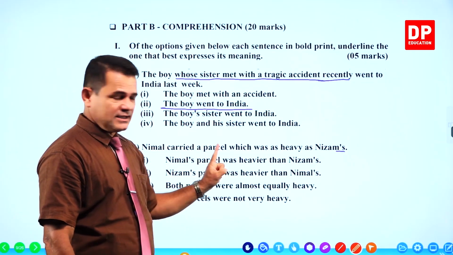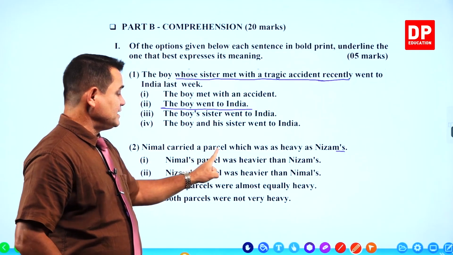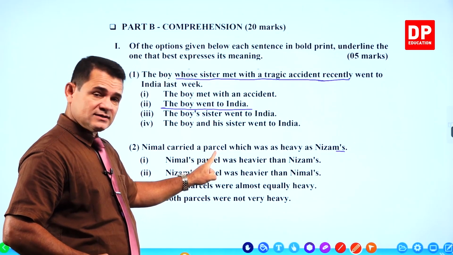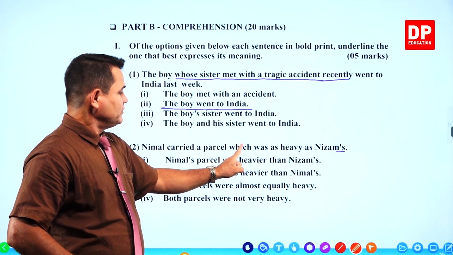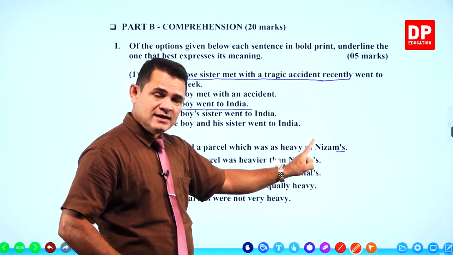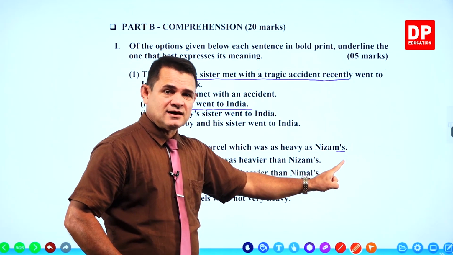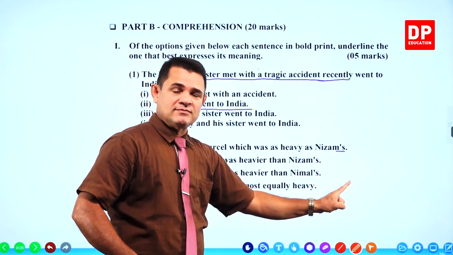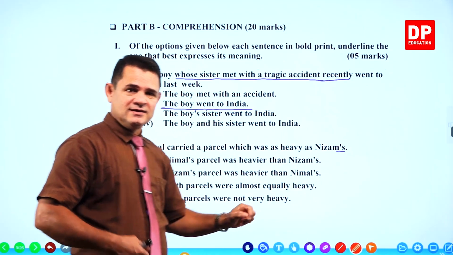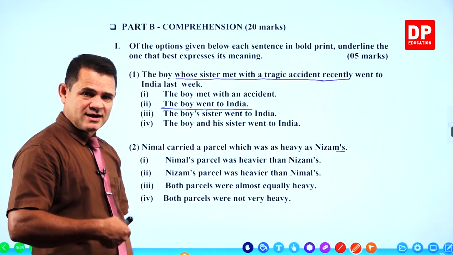Look at the sentence once again. Nimal carried a parcel. So the parcel, which parcel? This parcel, which was as heavy as Nizam's. That means just like Nizam's parcel. So both parcels are equal in weight, aren't they?